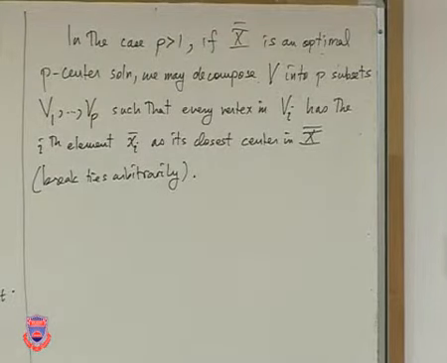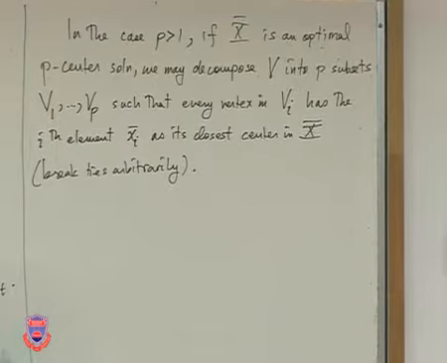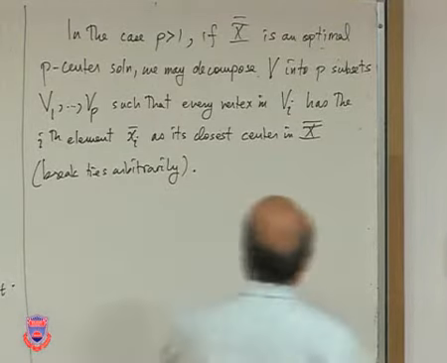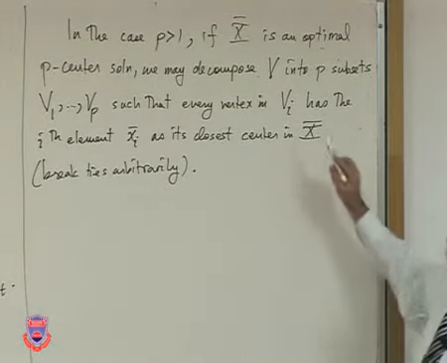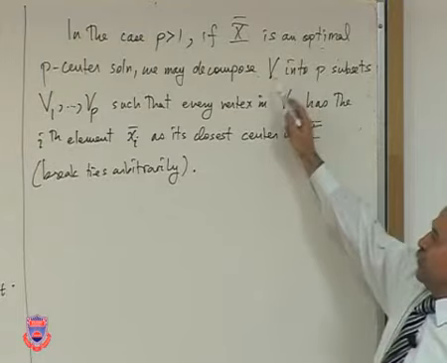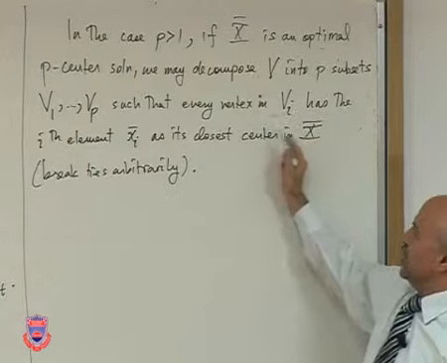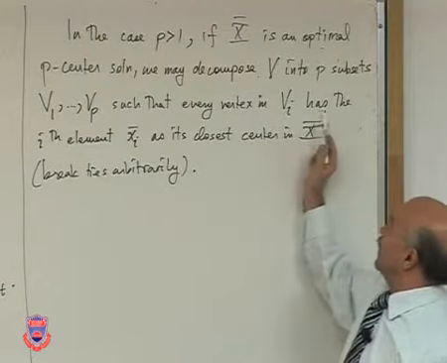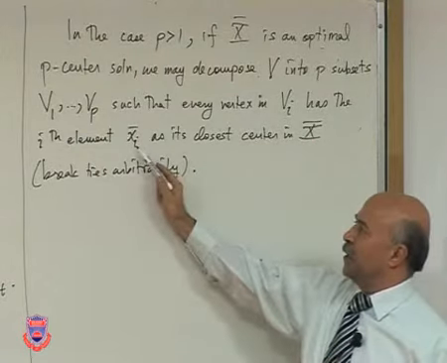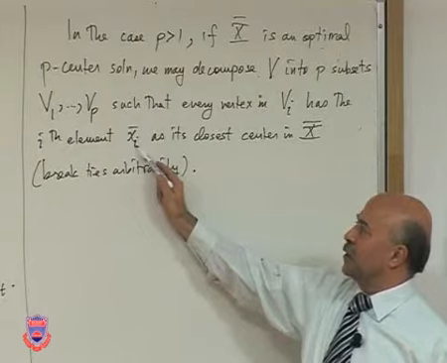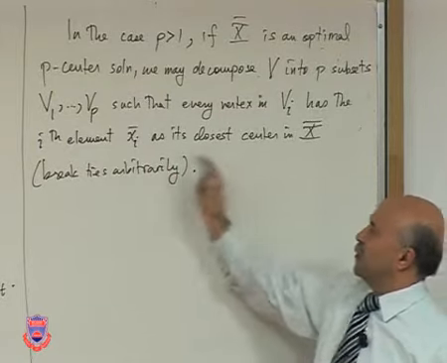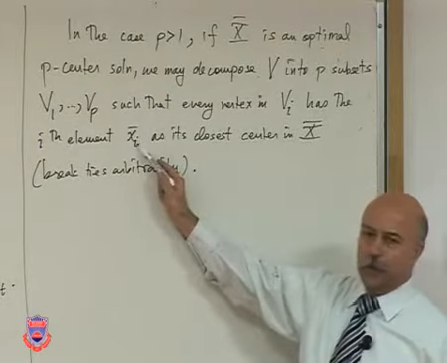So I'm just rewriting what we already mentioned in words. We may decompose the vertex set into subsets where the ith subset has those vertices whose closest center in the set x bar is defined by xi bar. Okay?